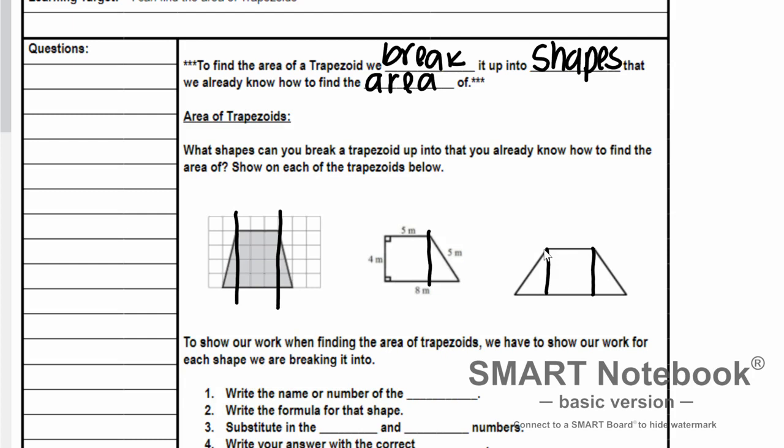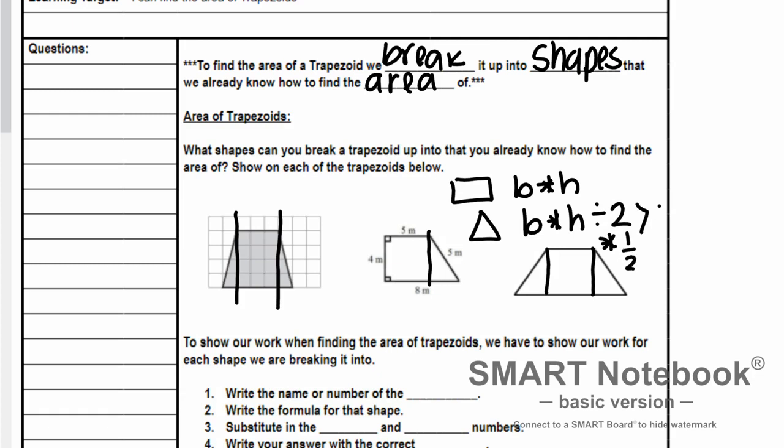For rectangles, remember we'd find the area by doing base times height. And then for triangles, we would do base times height and then either times 1/2 or divided by 2, whichever one you prefer. So I'll put both of those there. It's up to you which one you like to do.